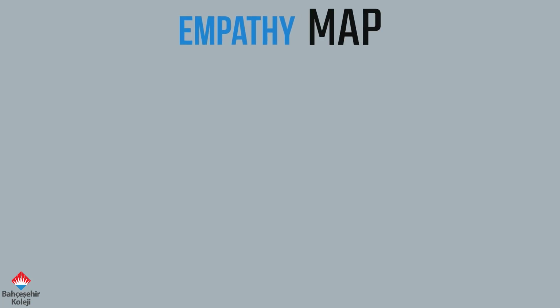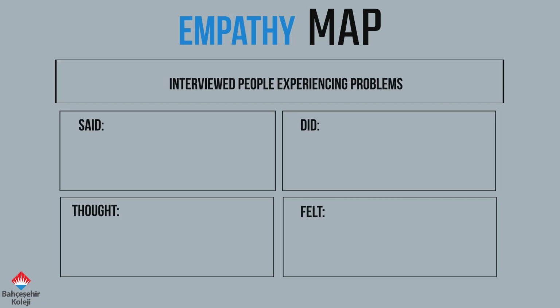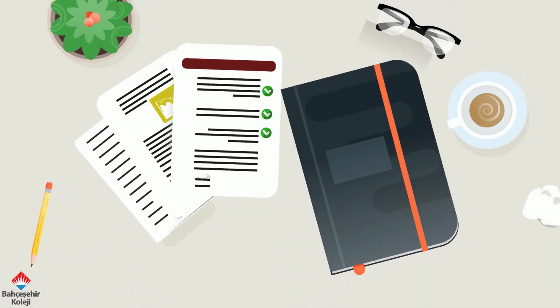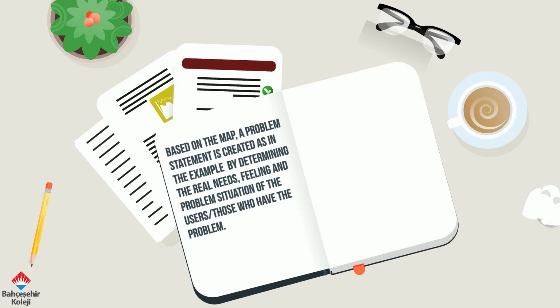In order to analyze and identify the causes of the problem and the consequences of the problem, the empathy map should be filled in with the information obtained from the field. Interviewed people experiencing problems: what they said, what they did, what they thought, and what they felt. Based on the map, a problem statement is created by determining the real needs, feelings, and problem situation of the users or those who have the problem.